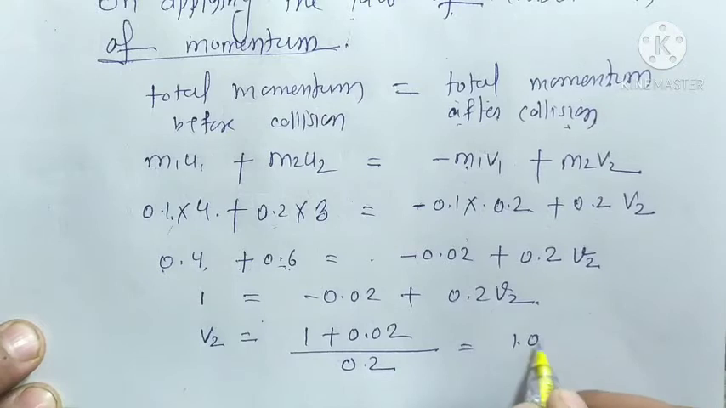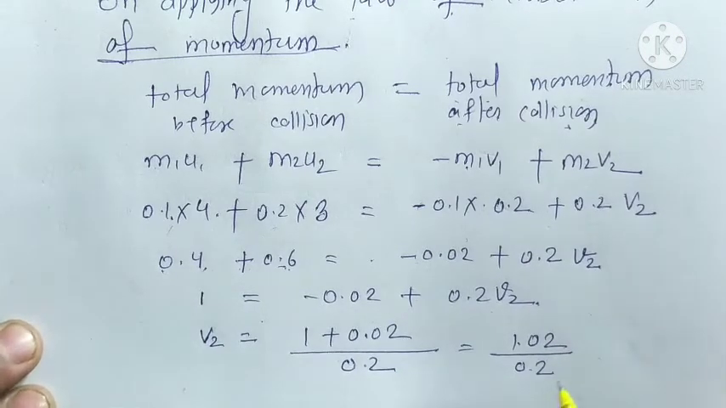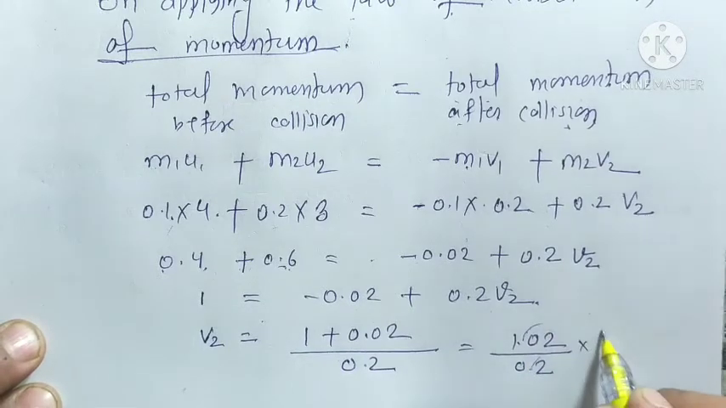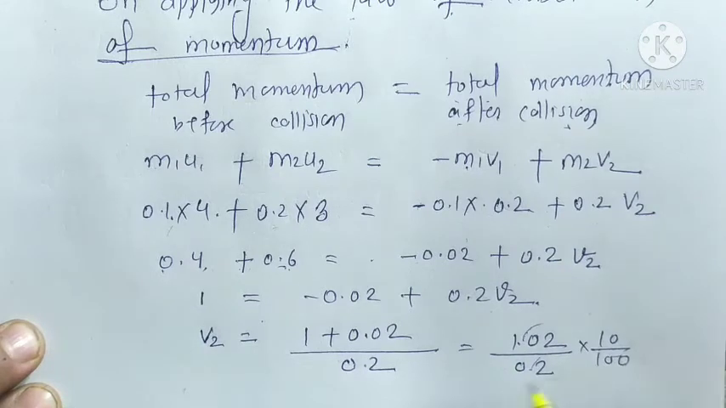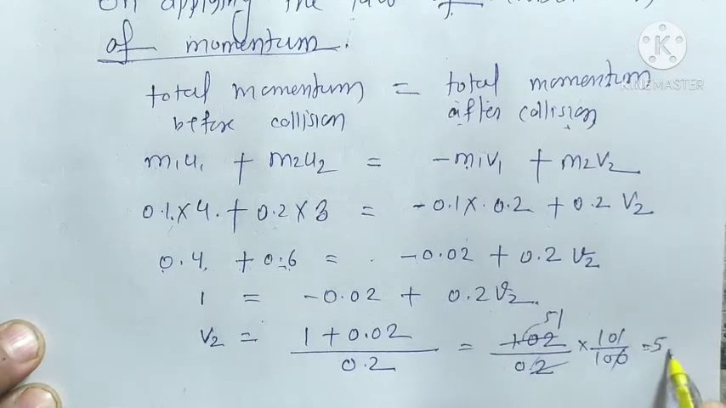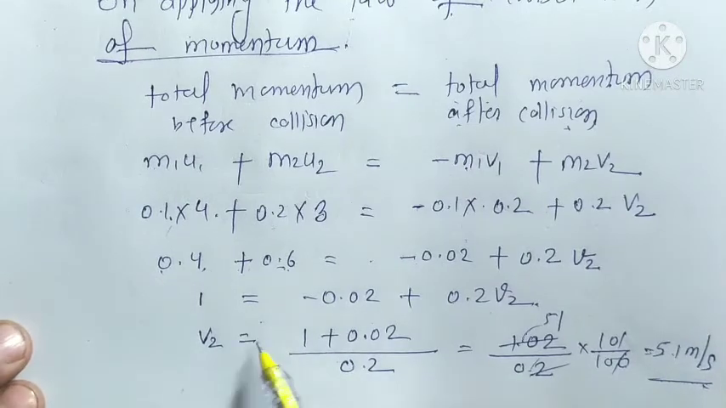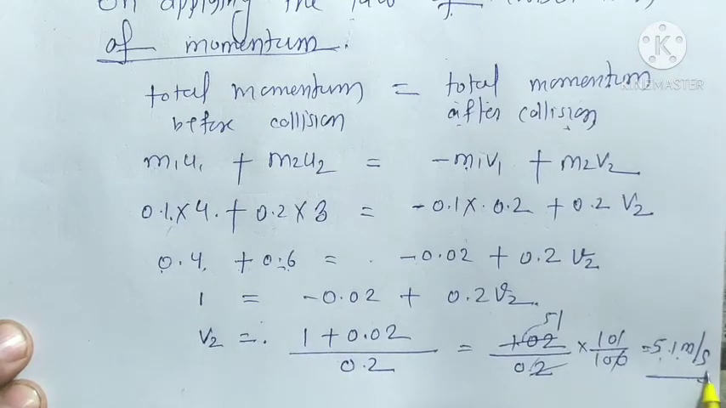Okay, finally 1.02 upon 0.2. Okay, and after solving, 10 and 100, okay, so 1, and finally 5.1 meter per second. So v2 is equal to 5.1 meter per second.